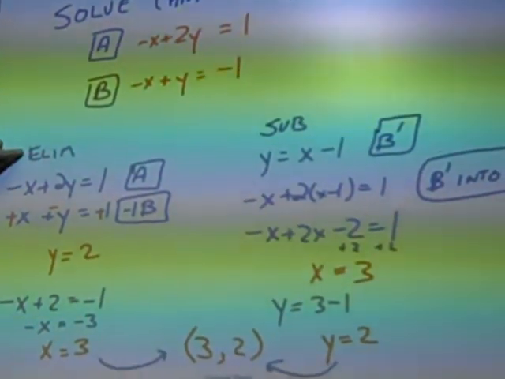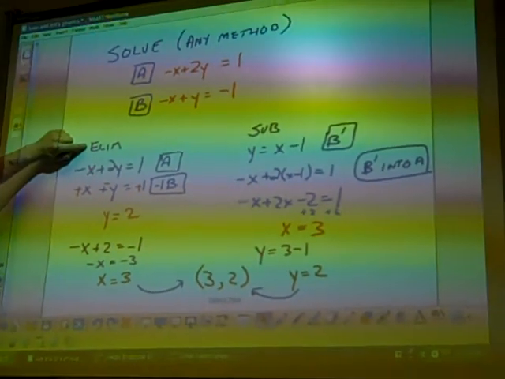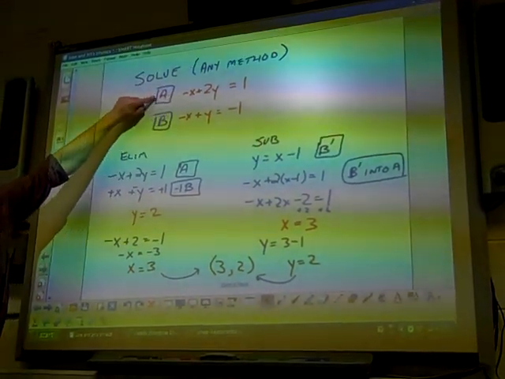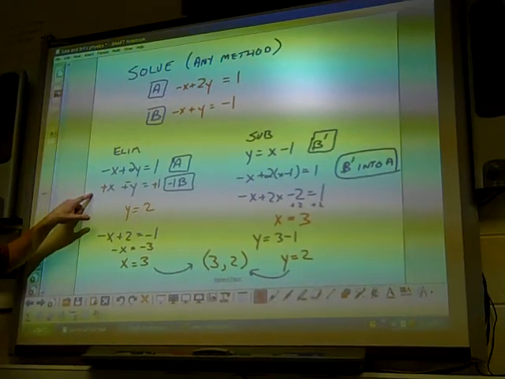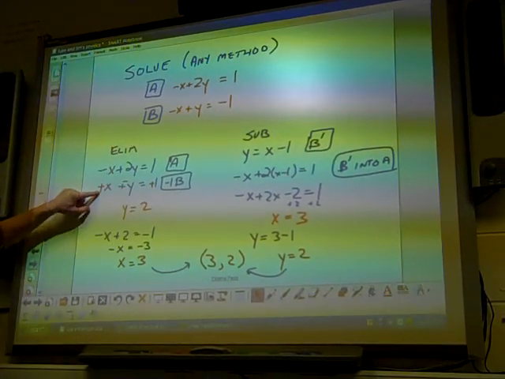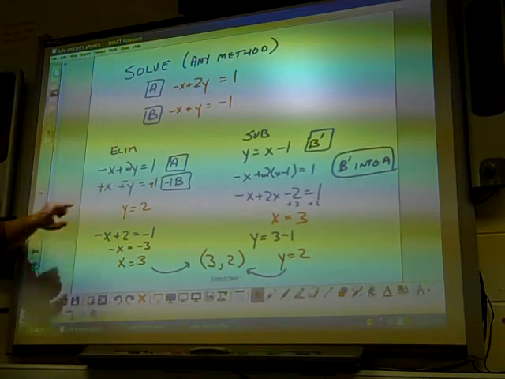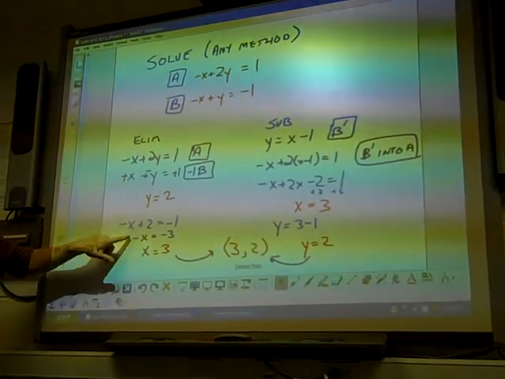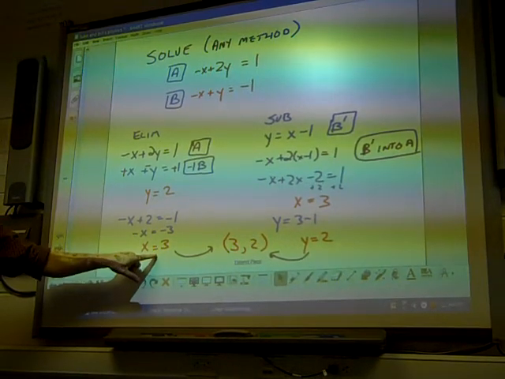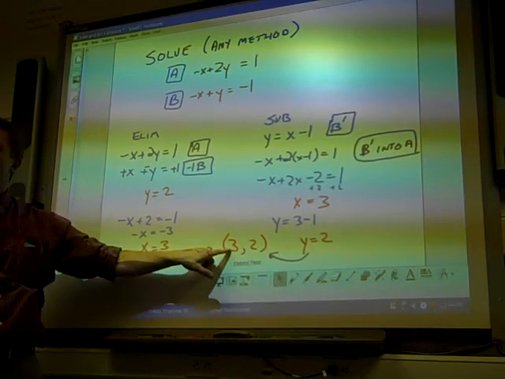So I can do elimination here on the left side, and I can say, hey, I take the A equation and the B equation, and I'm going to multiply the bottom equation by -1. If I do that, the x's cancel. I get 2y minus y is y. 1 plus 1 is 2. If y is 2, I plug in, I get x is 3. So I have the point (3, 2).